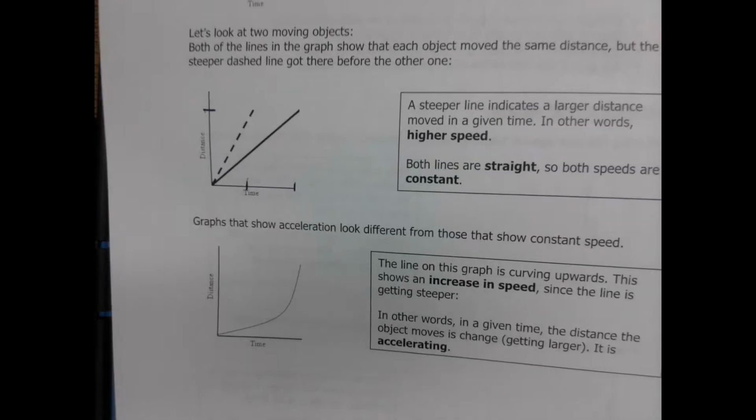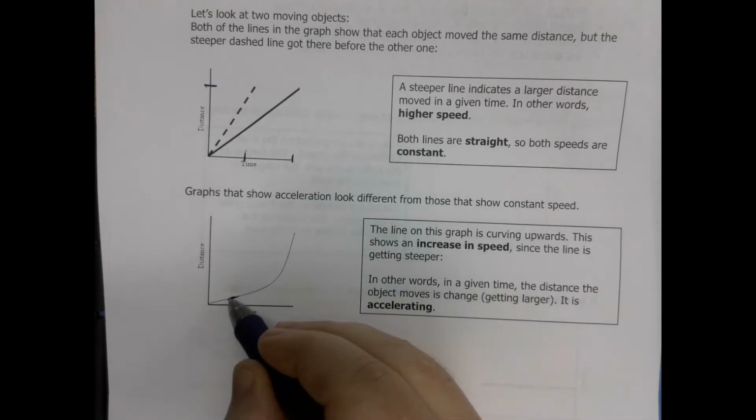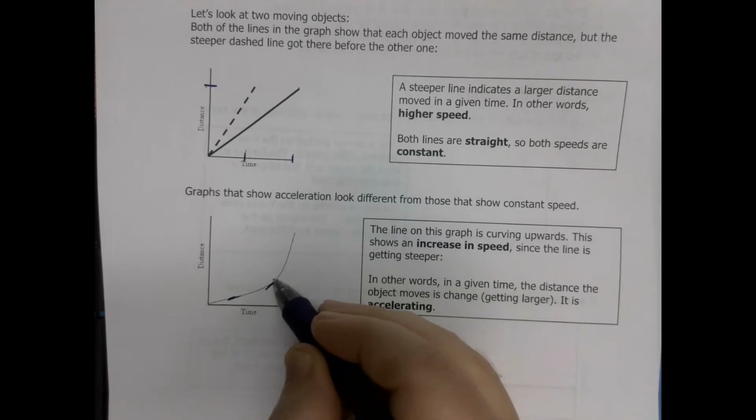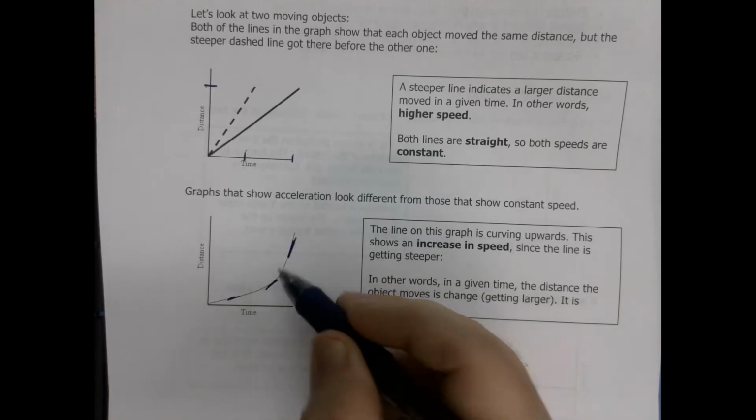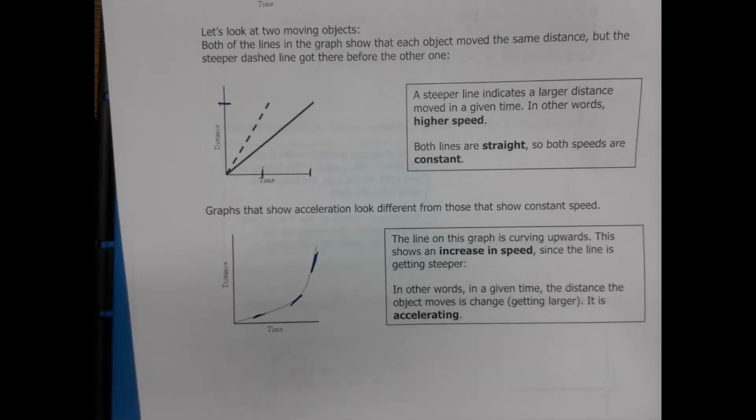Acceleration looks like this. Graphs that show acceleration look different than those that show constant speed. The line on the graph is curving upward. This shows an increase in speed. So we're going from less steep, and we're increasing the steepness of the line. In other words, at a given time, the distance the object moves is changing. It's getting larger. It's thus accelerating.